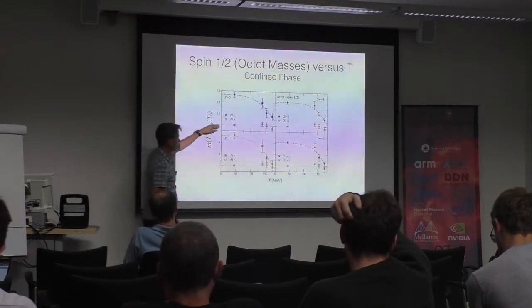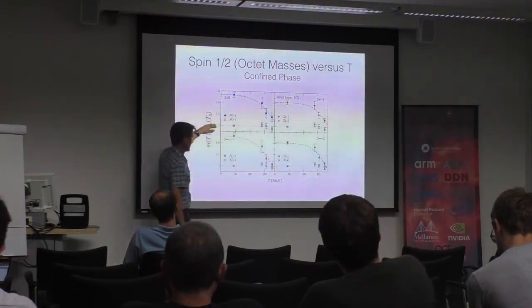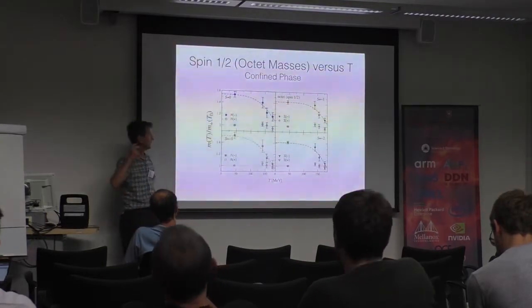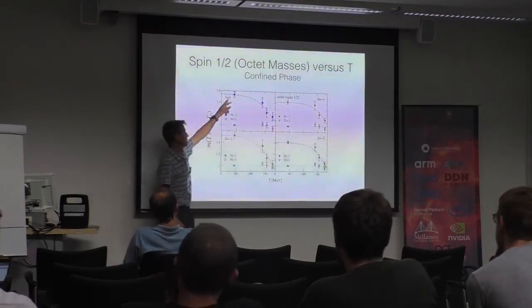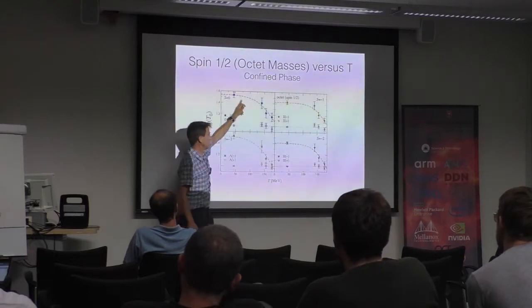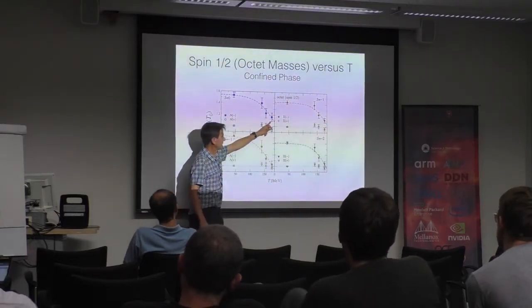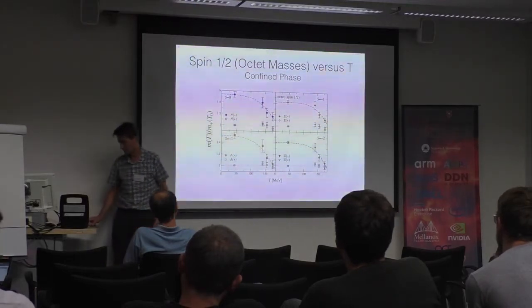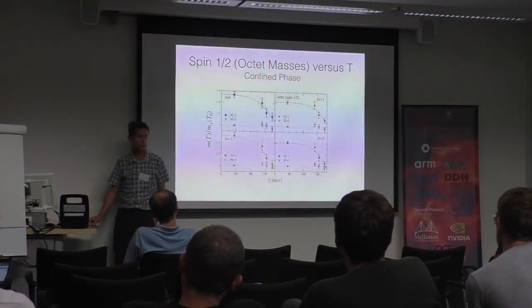So you can see something interesting. The positive parity states stay pretty much rock solid. They don't change with temperature. And it's the negative parity states that start high and different from the positive parity states, but as a function of temperature, they decrease towards their positive parity partners.